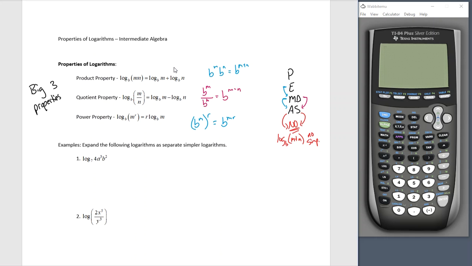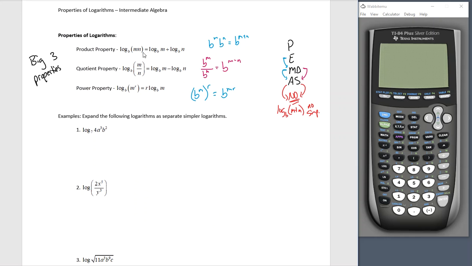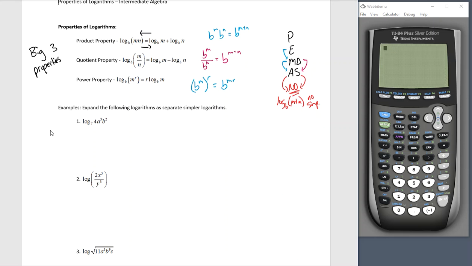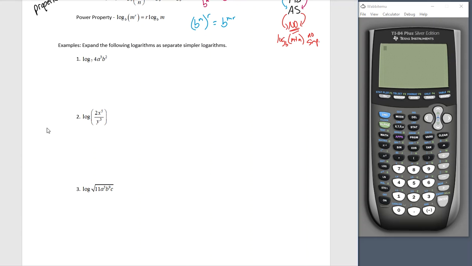So let's use these properties. And keep in mind this equal sign tells me I could go from left to right or from right to left. We're going to learn this forwards and backwards. That's how we know we know something. All right, here we go. First, expand the following logarithms as separate, simpler logarithms.